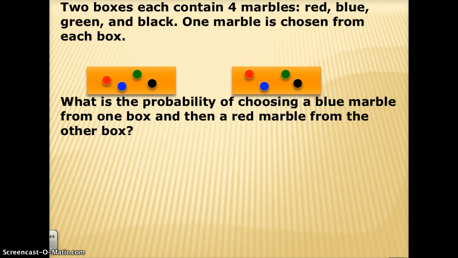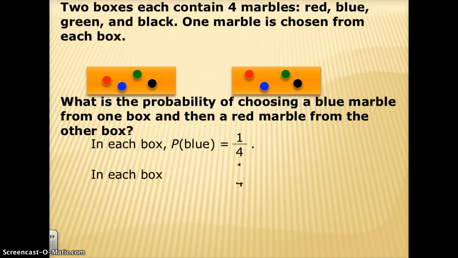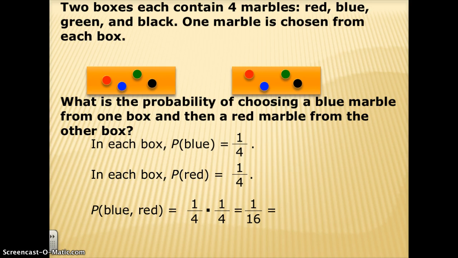Let's look at what happens if we're asking for the probability of choosing a blue marble from one box and then a red marble from the other box. The probability of a blue, no matter which box it is, is 1/4. Probability of a red, no matter which box, is 1/4. So the probability of drawing a blue and a red is 1/4 times 1/4, 1/16, same as the blue, because the probabilities were equal.